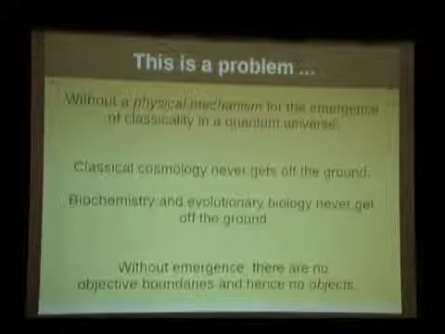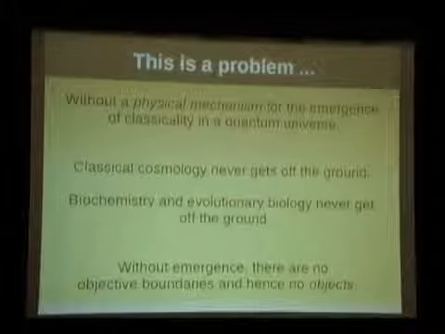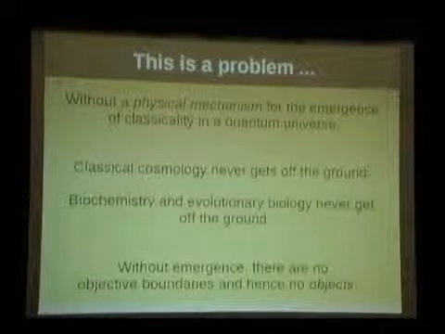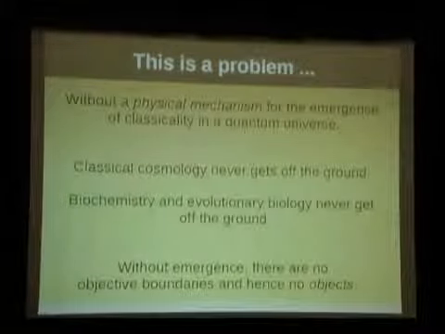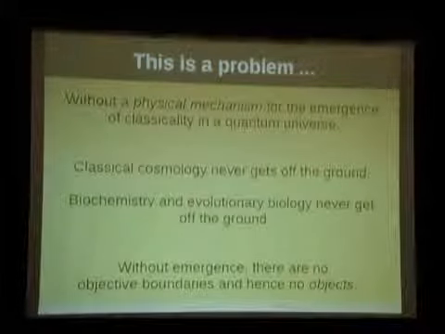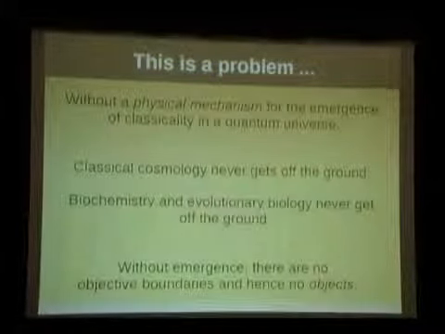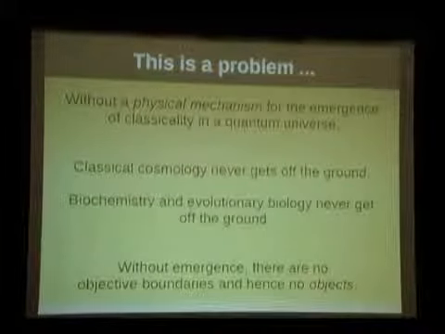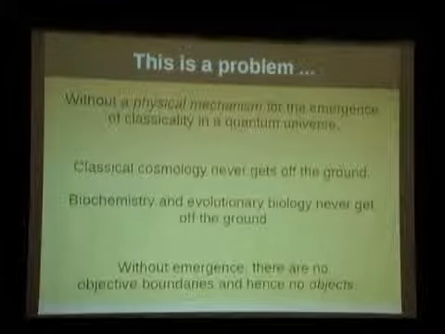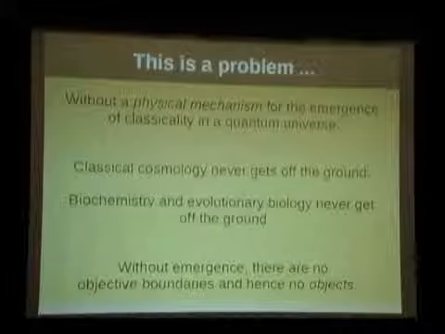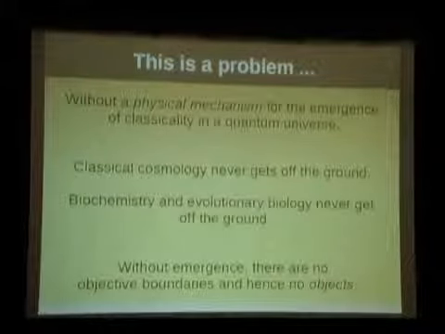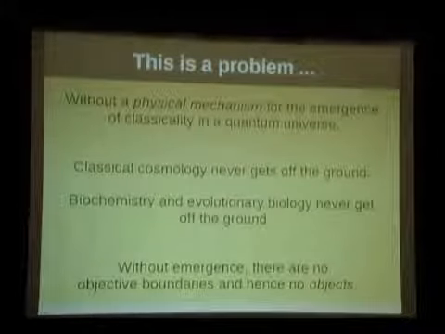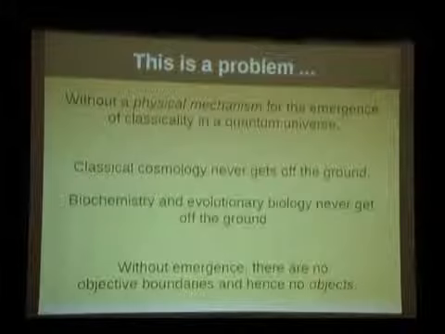Okay. Now this is obviously even a more serious problem than the measurement problem. Without a physical mechanism for emergence, for example, you can't get classical cosmology to even start. And we heard yesterday that to get classical cosmology off the ground, really get a nice classical space-time out of inflation, you've got to have decoherent boundary conditions. But if decoherence isn't physical, none of that happens. You can't get classical space-time out of inflation. And biochemistry and evolutionary biology never get off the ground.